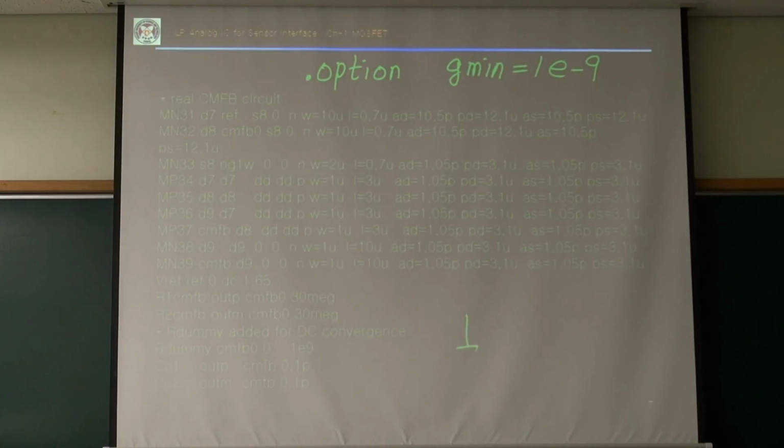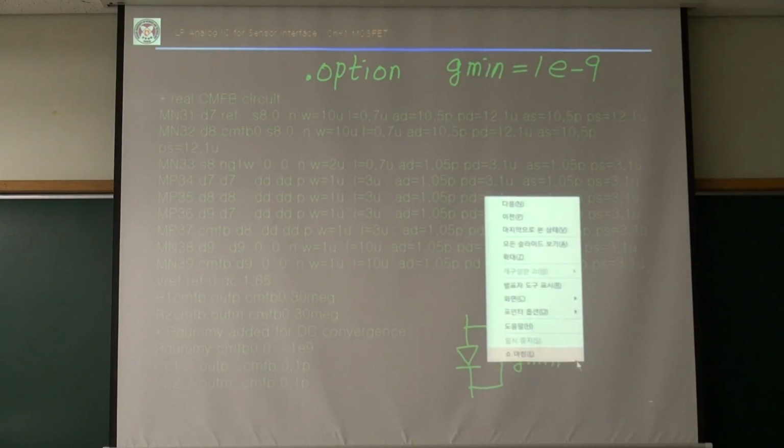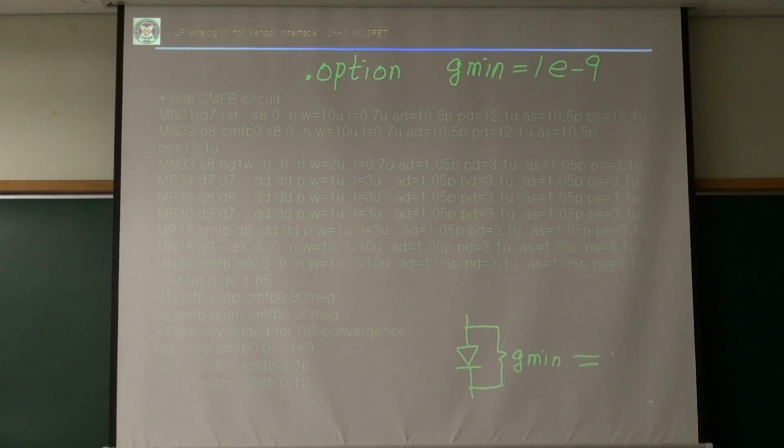This G min is a conductance used to help DC convergence of this diode circuit. Say there is a conductance G min always added across diode. The default value of this G min is just 10 to the minus 12 Siemens. Okay. So I increased this one to 10 to the minus 9.